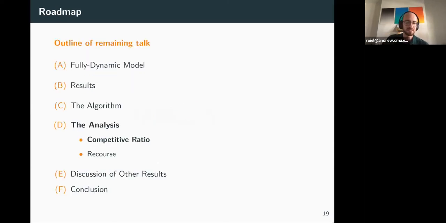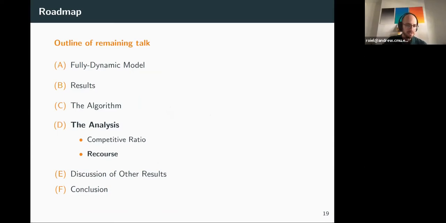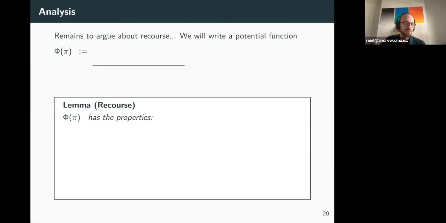Okay, so that's it for the competitive ratio. And all I need to do now is convince you that the recourse is not too big. This is really the crux of the paper. This is the most interesting part. The way we'll do this is we'll use the potential function method. So we'll write some potential function that is a function of the permutation that we're maintaining, and we'll think of this as some kind of energy that's remaining in the system. And we'll show a few things. One, that this thing is non-zero. Actually, this should be greater than or equal to 0, sorry. It doesn't really matter.